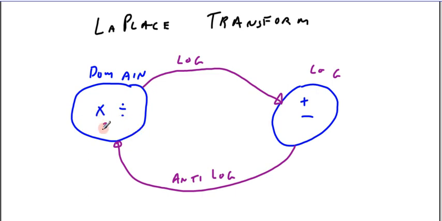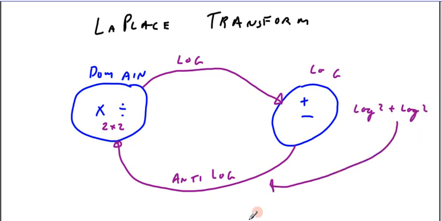So if I have 2 times 2 over here, I'll change that to log 2 plus log 2. And then I'm going to do an anti-log and go back the other way and tell the king the right answer is 4. And I'll never do multiplication or division again. Okay, so that's the theory of the situation.